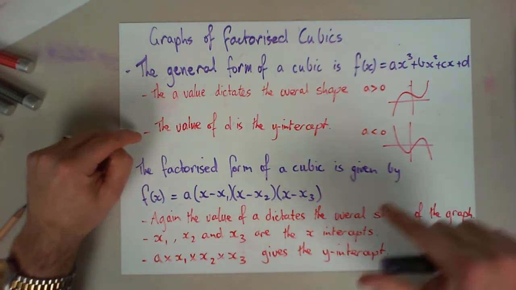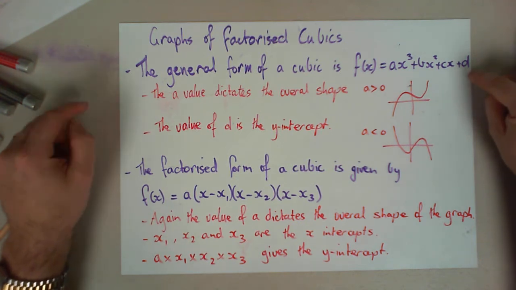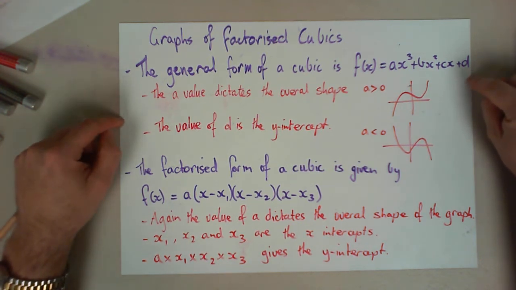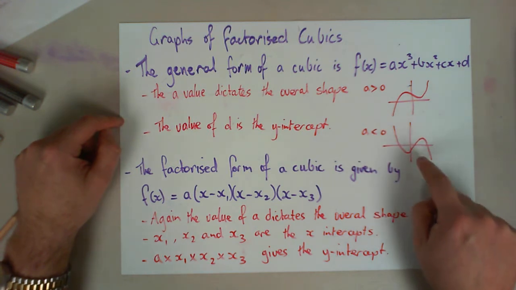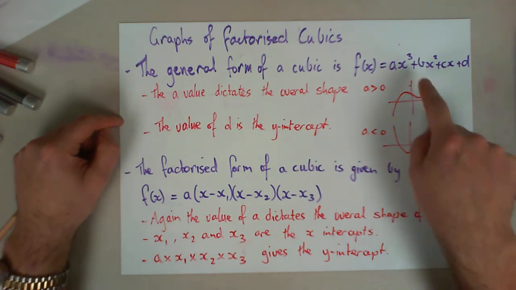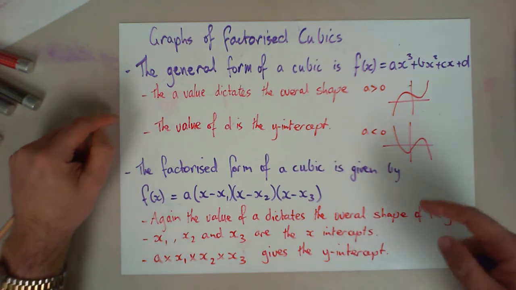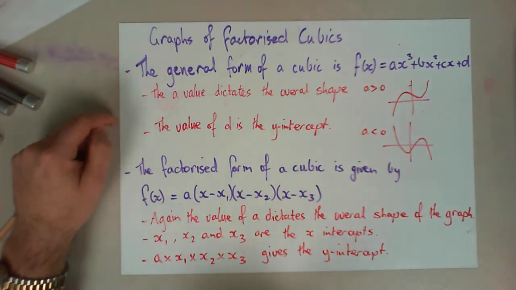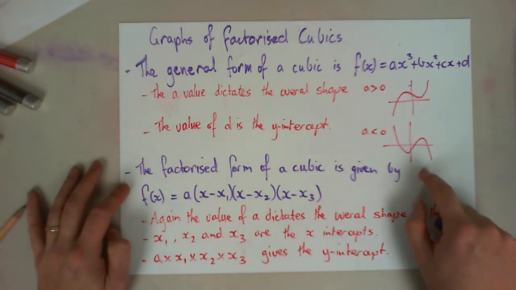The value of d, this constant at the end, is our y-intercept. But that's all we know. In this form, it'd be pretty hard to draw this function accurately, when all we know is the general shape and the y-intercept. This doesn't give us any information about x-intercepts at all, which is problematic. That's why, most of the time, we need to look at a factorized form of a cubic.